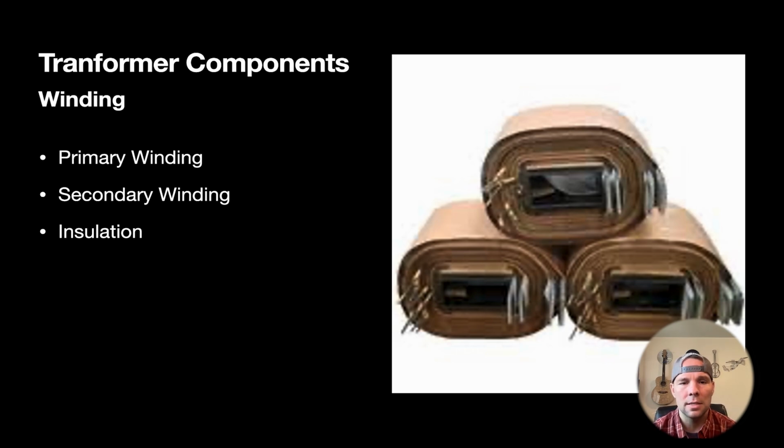But you could always guarantee that the primary winding is the winding connected to the source, the power generation side. And the secondary winding is the winding connected to the load or the customer. So that's what determines the primary and secondary winding. Next, you have the insulation oil.